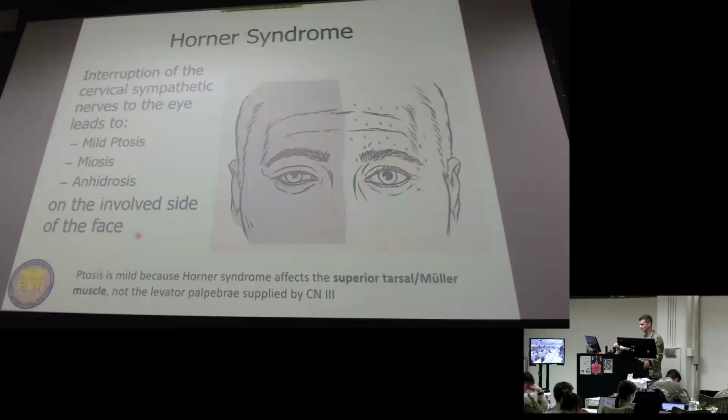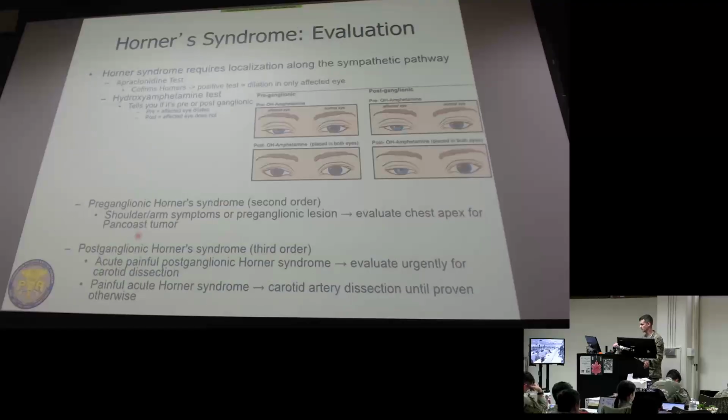For the sake of our test, I want you to be able to recognize Horner syndrome and the fact that it can be either second or third order. So what we like to do with these ones, we actually break out the good drugs. You can confirm it with cocaine eye drops, and then you can tell if it's pre or post with amphetamine eye drops. Don't order them unless you need them, but the ophthalmologist is gonna come down with the good stuff.